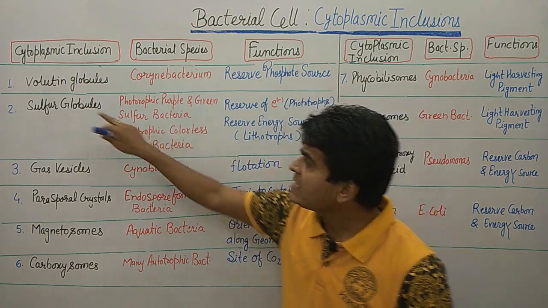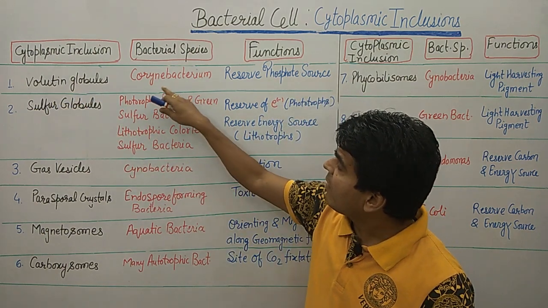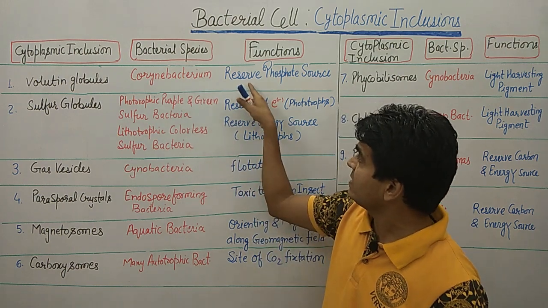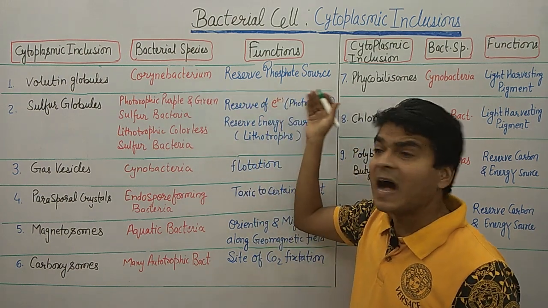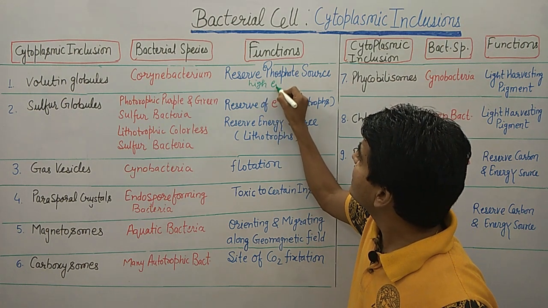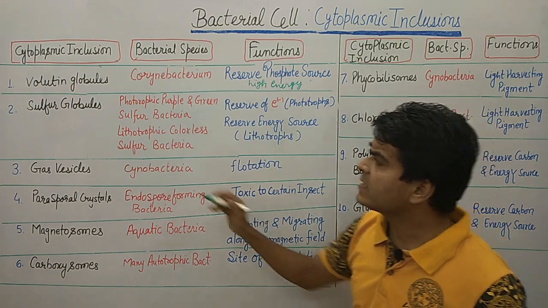So the first one is volutin globules. We find them in Corynebacterium species. And what is the function? They are basically a high energy phosphate source. Okay, so this is an important point.